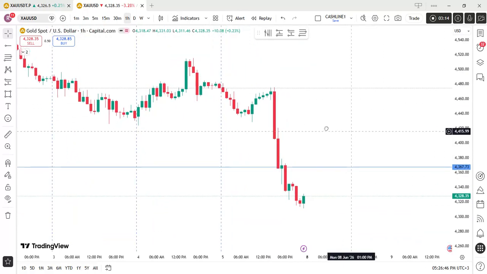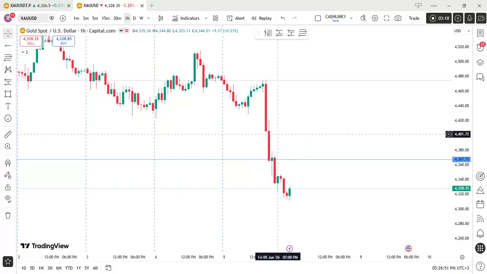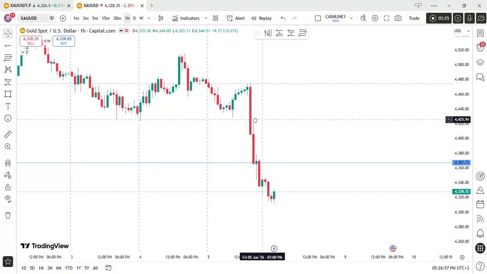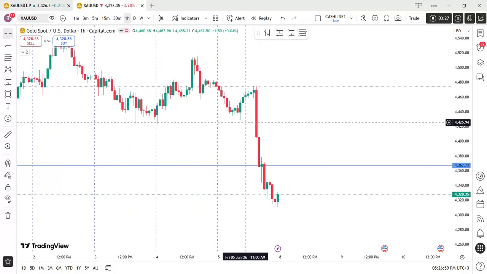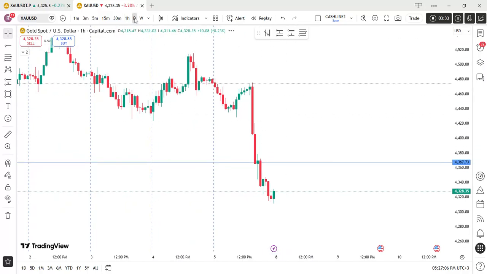So I'm really expecting us to retrace a little bit up somewhere, for example, specifically 44.22. And if I was to engage, I'd be looking for sales from this possible area here. But all this will depend on how Monday closes.